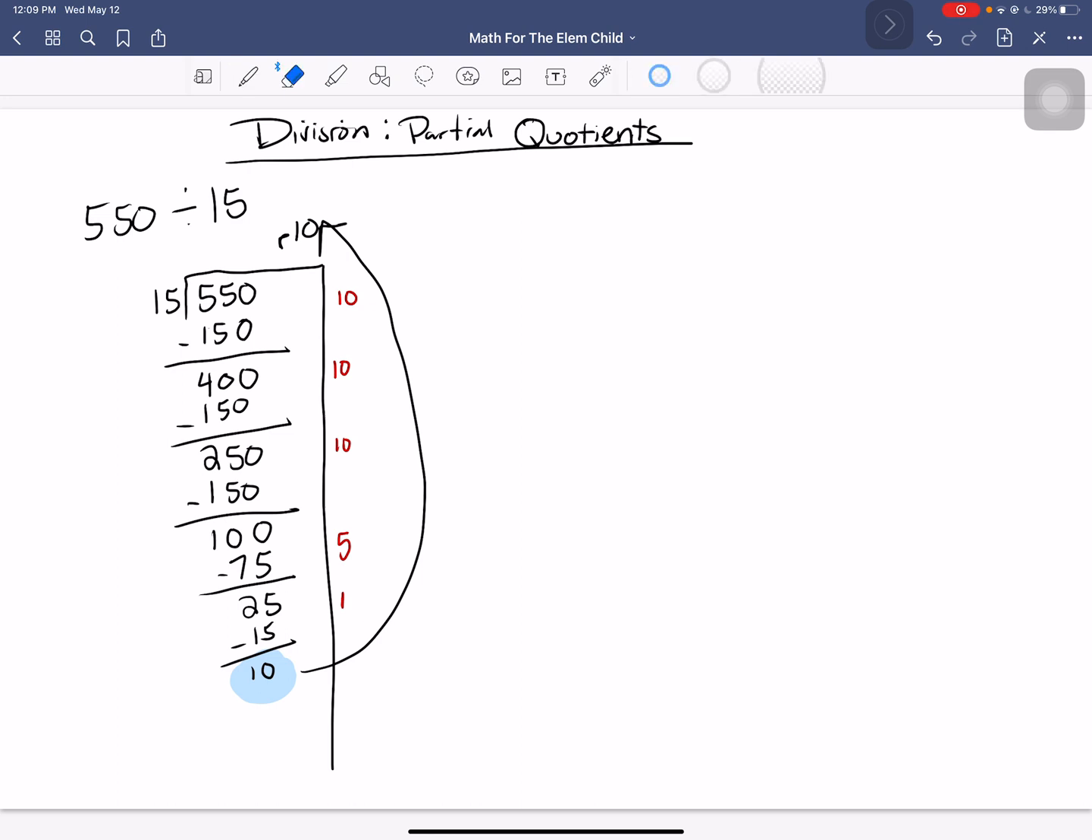Now we can go through and count what we have on the outside here. Whatever we have on the outside, we add that up and that will be our answer. So we have 10, 20, 30, 35, 36. So our answer is 36, remainder 10.